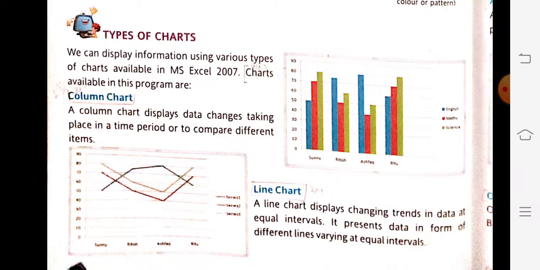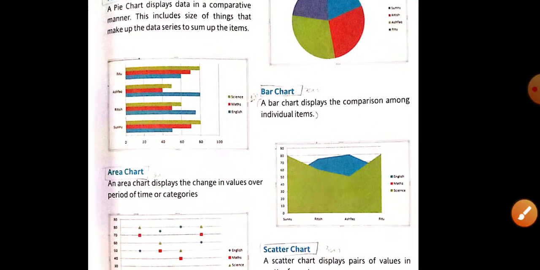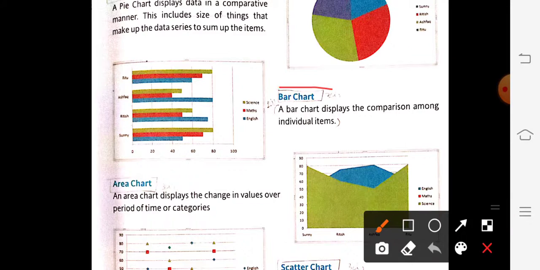One more we are having, just please look at that one. We are having a bar chart also. A bar chart displays the comparison among individual items. Means the definition says the same thing. Column chart is also used for comparison among different items. Same the bar chart for the comparison among different items.